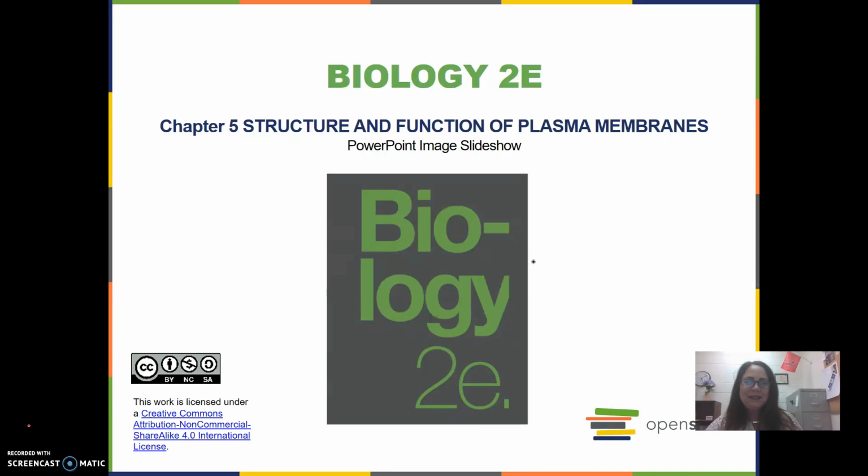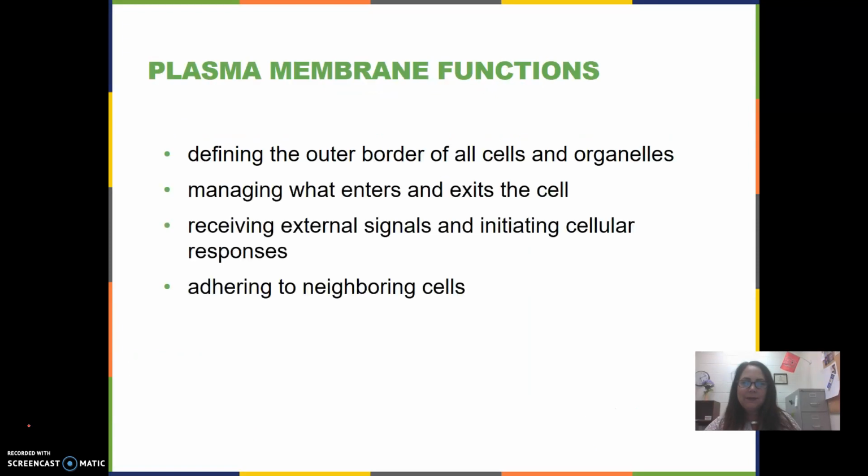Hi everyone, these are the lecture notes for Chapter 5, Structure and Function of Plasma Membranes. The functions of the plasma membrane are defining the outer border of all cells and organelles, managing what enters and exits the cell, receiving external signals and initiating cellular responses, and adhering to neighboring cells.